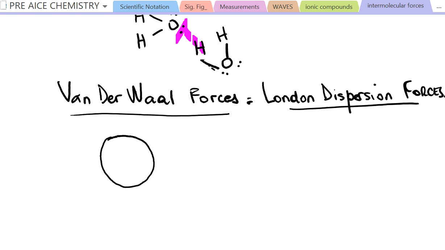Let's pretend that I have an atom of argon. And argon is a gas, yes? But how can we liquidify argon? For liquidifying argon, we need some kind of force that attracts them together. So we are going to analyze what happens.